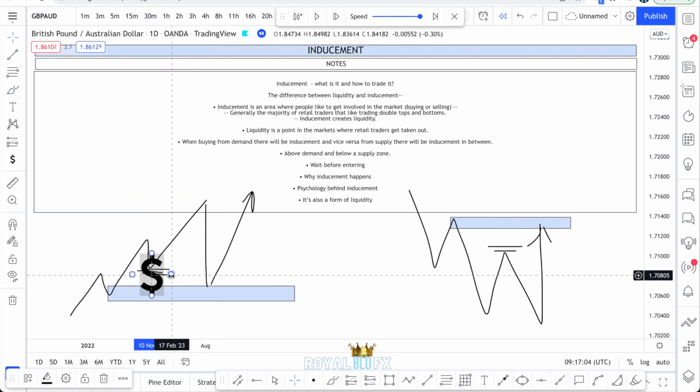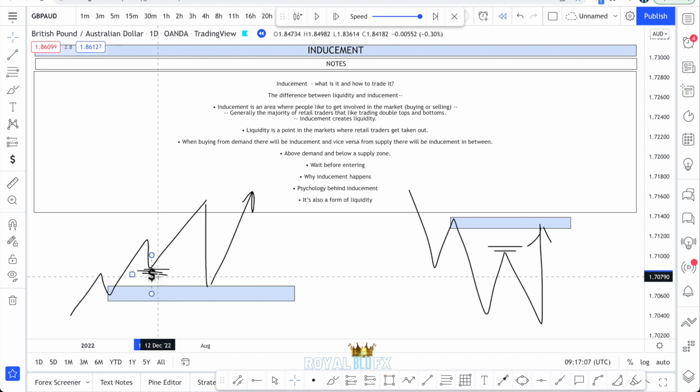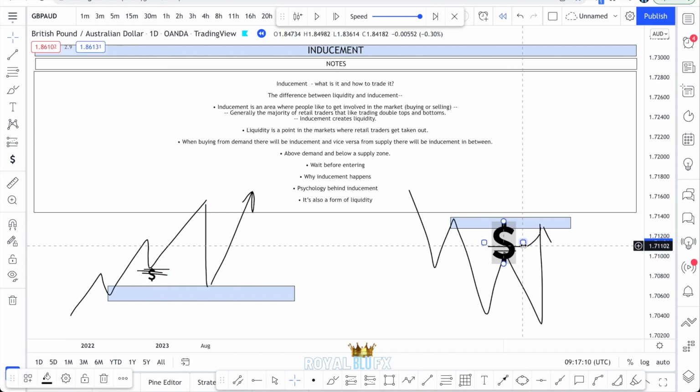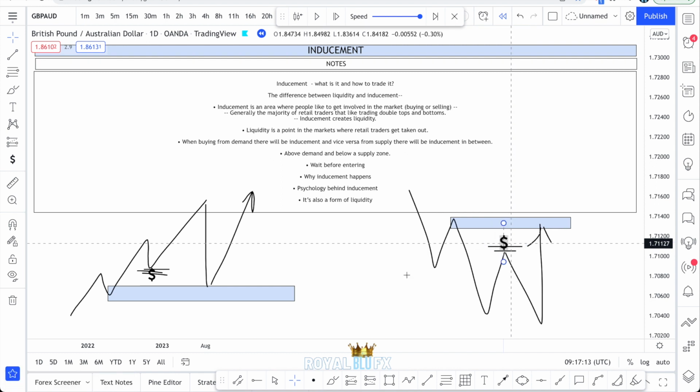We had literally money sitting right at these two areas here. Like that. And then we had money right here. And the banks' jobs, institutions' jobs, are to take you out. Inducement essentially is an area where banks and institutions are teasing you into thinking you should buy early or you should sell early, or sell late and buy late. They're just teasing you in the market.